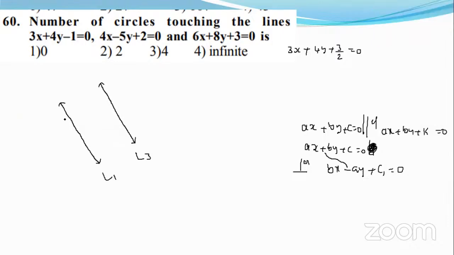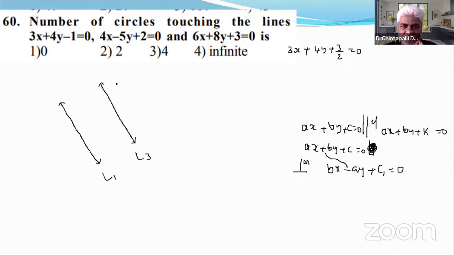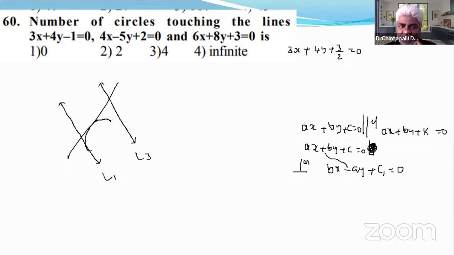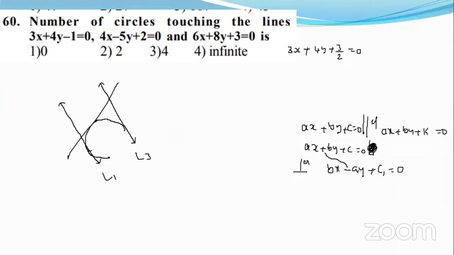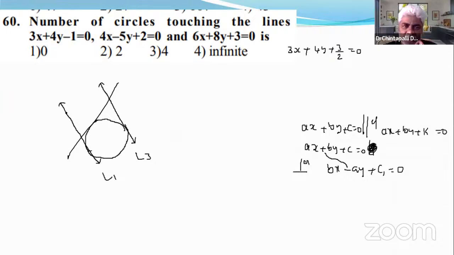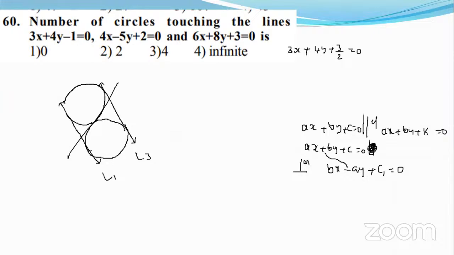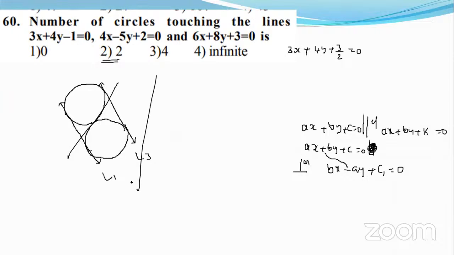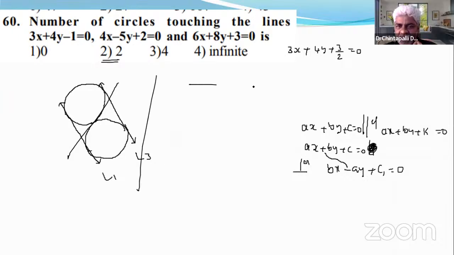It may be like this. Then also two circles only. So the number of circles depends upon the number of parallel lines. If two lines are parallel, the number of possible circles is 2 only. I'm asking you one question. If the given three lines are parallel, what is the number of circles which touch all the three lines?